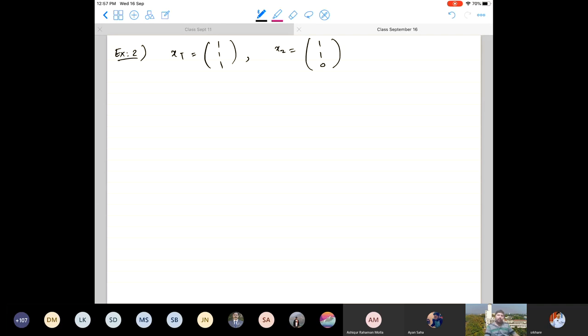If this is the x1 that I am given, then q1 is (1/√3, 1/√3, 1/√3). And now from x2, x1 and q1, I have to come up with the value of q2. That's something that we have to understand. That's what the Gram-Schmidt orthonormalization process actually helps us understand.